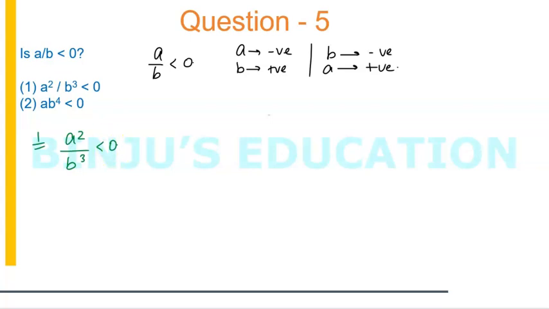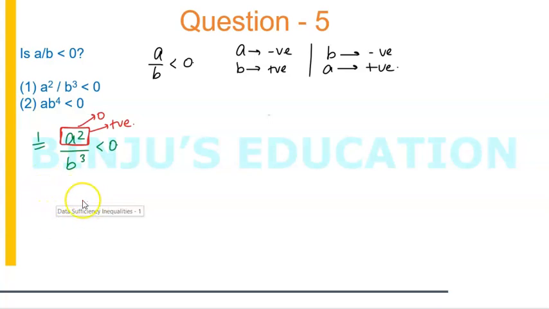Now if we talk about a square, again it's a square quantity. Is it possible for a square quantity to be negative? The answer is simply no. A square quantity is either 0 or positive. Now can a square be 0? No, because if a square was 0, then 0 divided by something would be 0. 0 divided by b cube, how can it be less than 0? This is not possible, right? 0 divided by b cube will be 0. Or if b also becomes 0, then it will become not defined in maths, right?